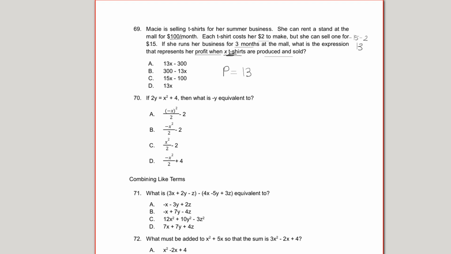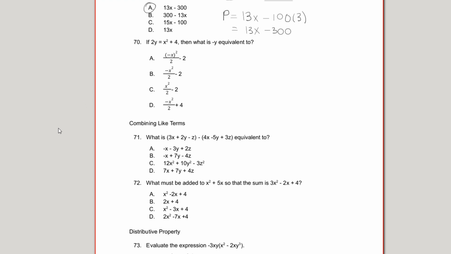So she's going to make 13 times x in income, revenue, but she's got some expenses. In addition to making the t-shirt, she's got to pay for her stand, which is $100 a month, and they said for 3 months. So from this, she's got to subtract out 100 times 3 months. So we can simplify this a little bit more to 13x minus 300. Hopefully she's making more than $300 so that she can have a profit. But that's going to be answer choice A.